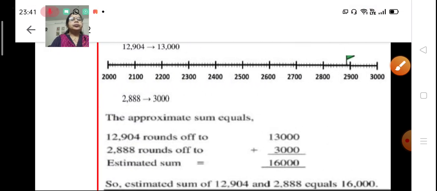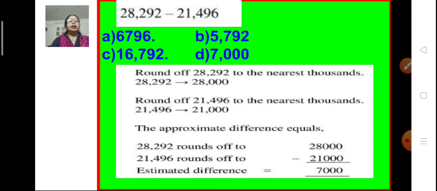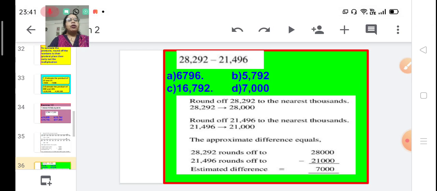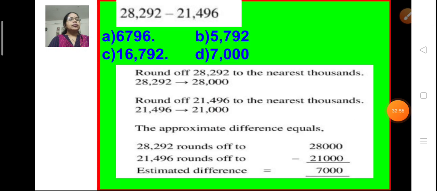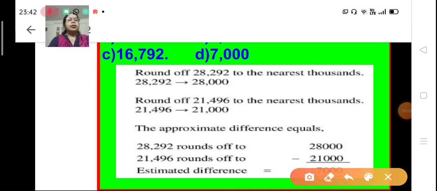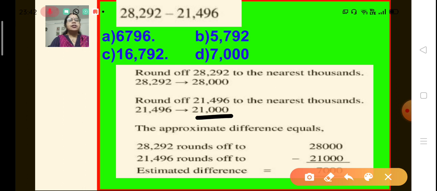The next one, we have to find the difference here. 28,292 minus 21,496. We have to round off the numbers according to the general rule. So, we can see that 28,292, this number is closer to 28,000. So, it can be rounded off as 28,000, and 21,496 can be rounded off to 21,000, isn't it? It is closer to 21,000.